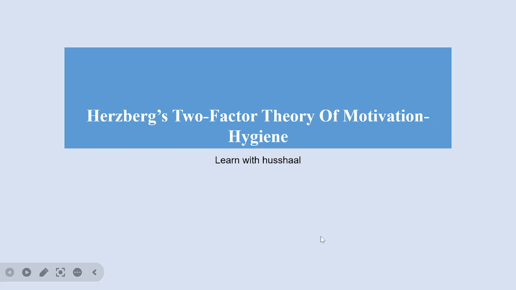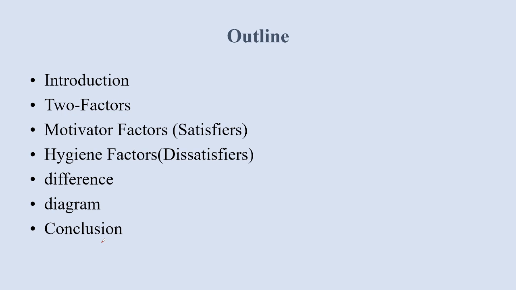Today we are going to discuss Herzberg's two-factor theory of motivation and hygiene. In this video, we are going to cover the introduction, the two factors which are motivator factors and hygiene factors, the difference between the two factors. We are going to elaborate it in the form of a diagram and finally the conclusion.